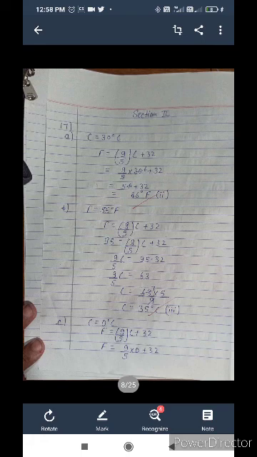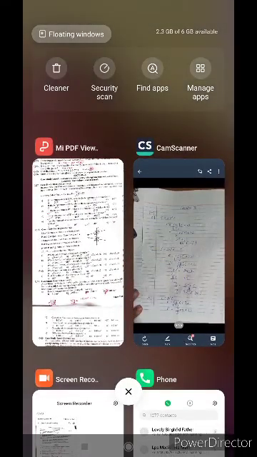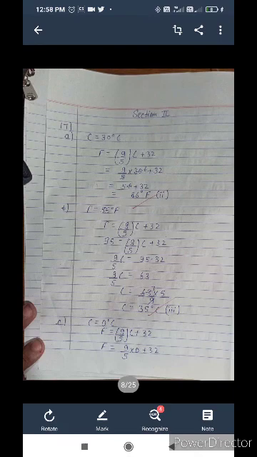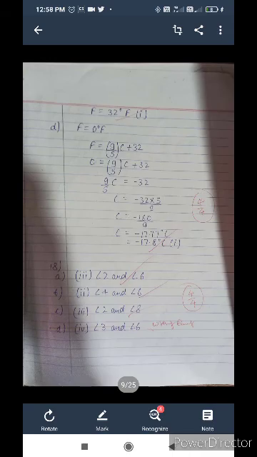So C is equal to 63 into 5 upon 9. The value of C is coming out to be 35 degrees Celsius. Now, part C is saying that if the temperature is 0 degree Celsius, what is the temperature in Fahrenheit? So we will substitute the value of C as 0. So Fahrenheit is 9 upon 5 into 0, that is 0, plus 32. It will be 32 degrees Fahrenheit.